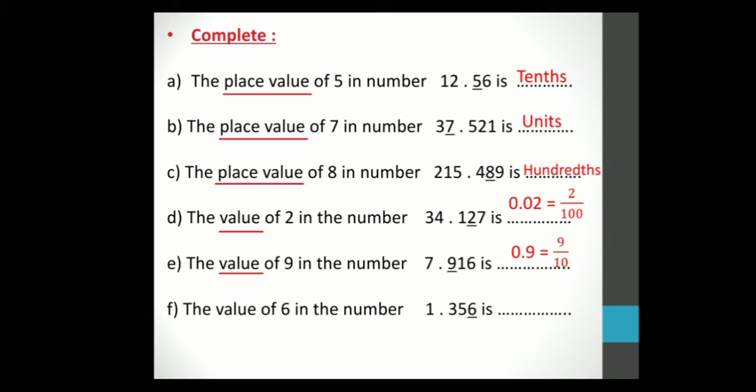Letter F. He asked about the value of 6 in the number 1.356. So 6 is the third number after the point. So we can write 6 as 0.006 or 6 over 1000.